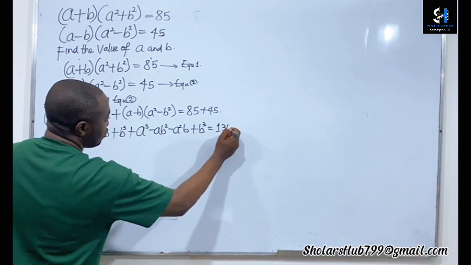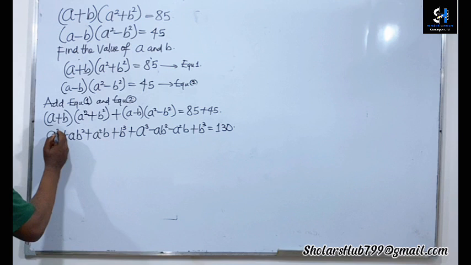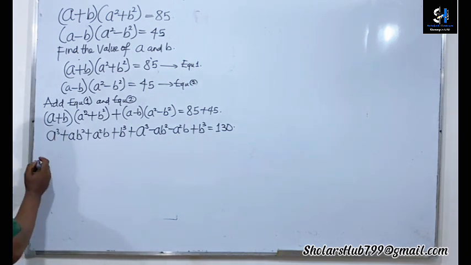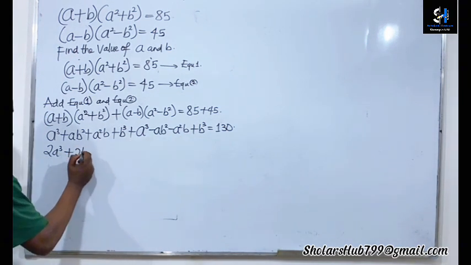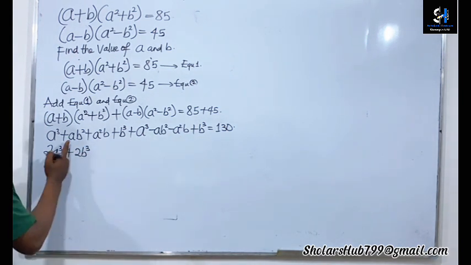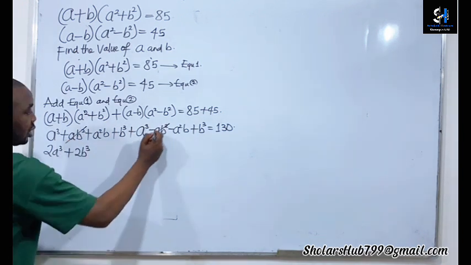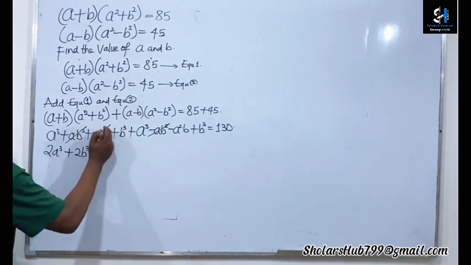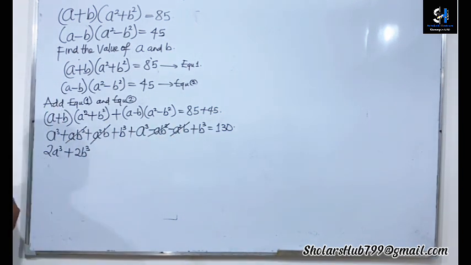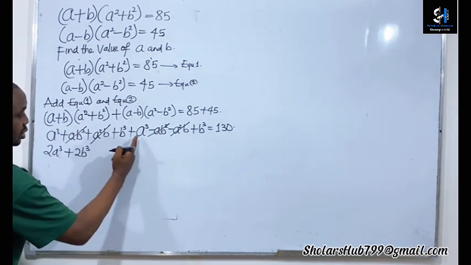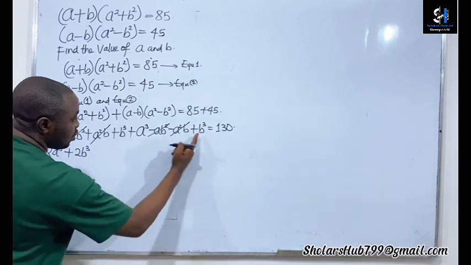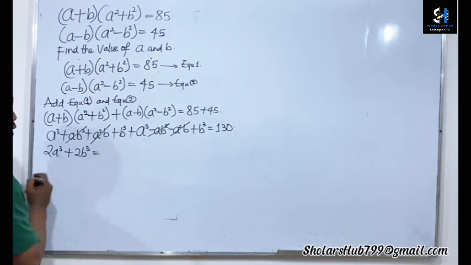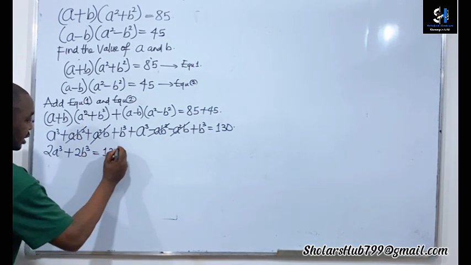Now we know from here that a³ + a³ will be 2a³. b³ + b³ will be 2b³. ab² − ab² will be 0. a²b − a²b will be 0. So we'll be left with a³ + a³, which is 2a³, then b³ + b³, which is 2b³, equals 130.